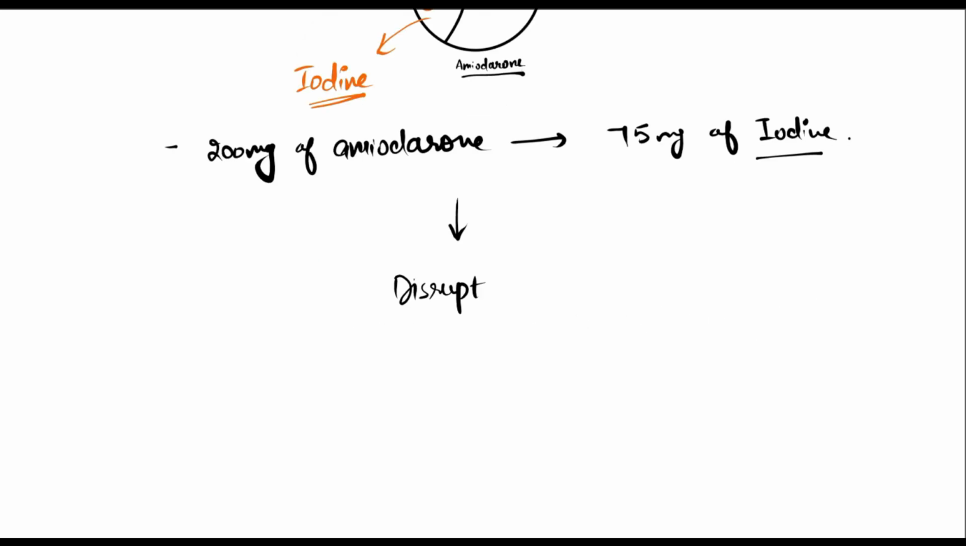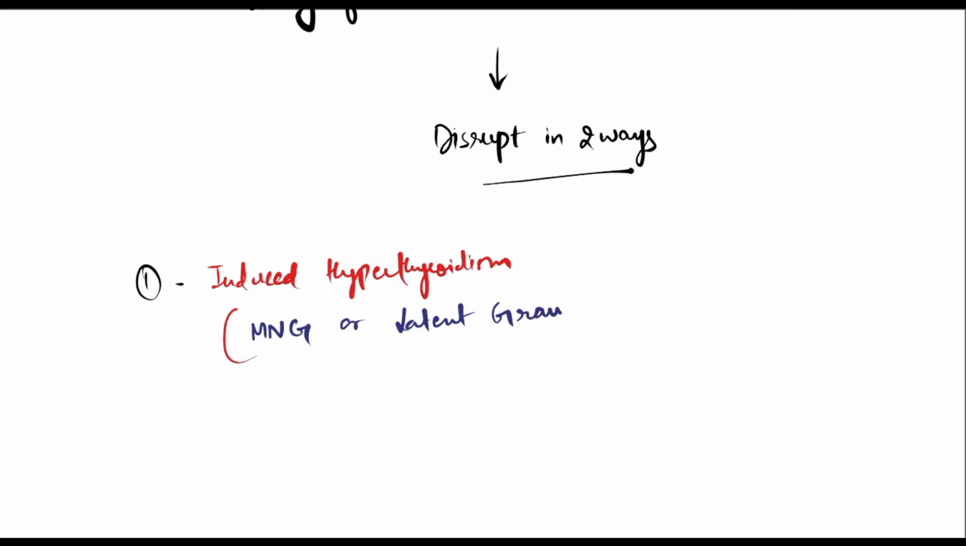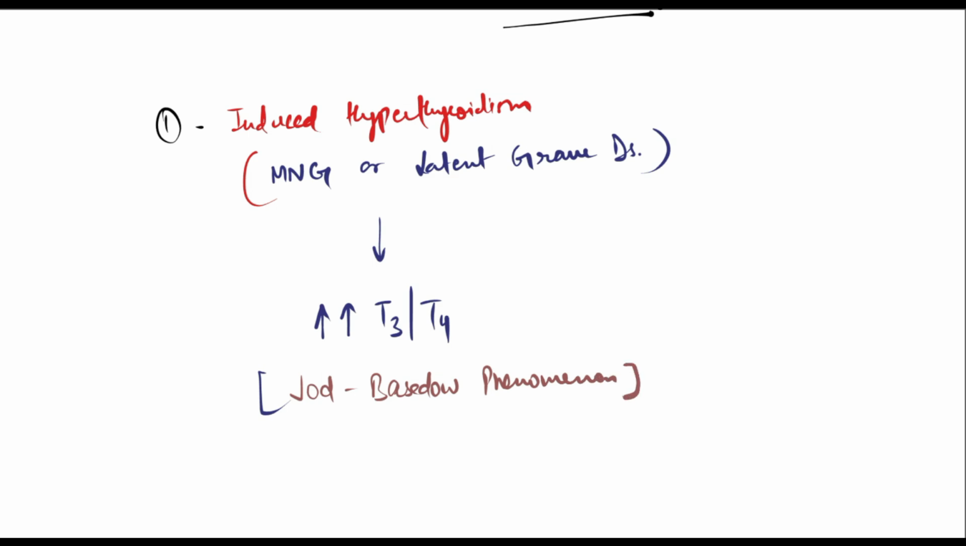This disrupts thyroid function in two ways. The first, it induces hyperthyroidism in patients with pre-existing thyroid problems like multinodular goiter or latent Graves disease. This excess iodine leads to overproduction of thyroid hormones, that is, increased synthesis of T3 and T4 due to excess iodine. This phenomenon is what we call the Jod-Basedow phenomenon, which we already discussed in previous lectures.